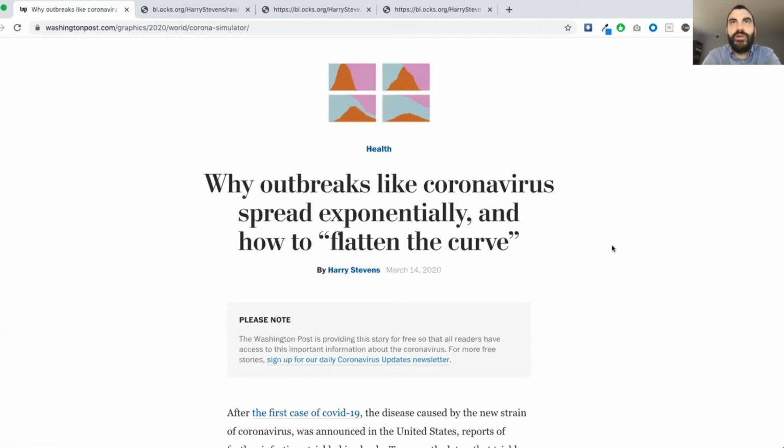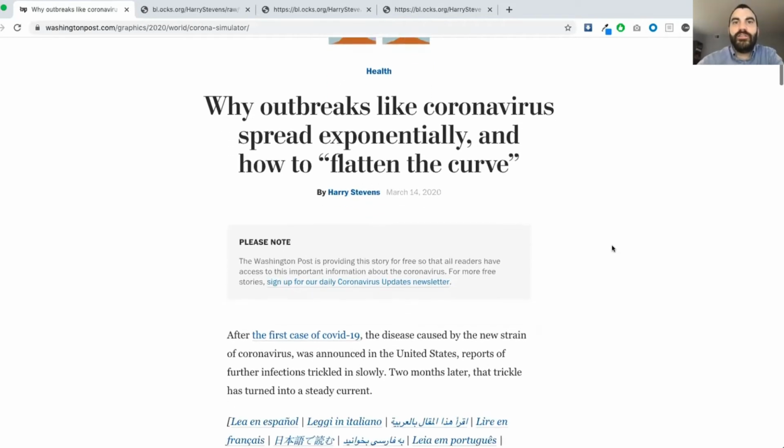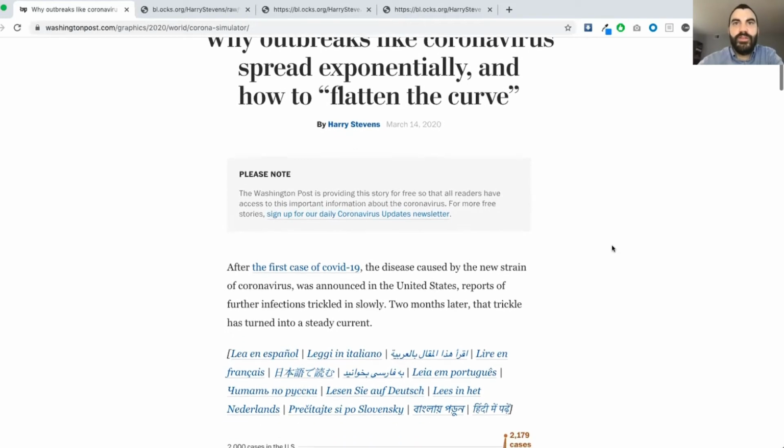And so the purpose of this article was just to demonstrate how different strategies of disrupting the spread of something through a network could slow that spread down. So I'll just quickly walk you through the article in case you haven't seen it.